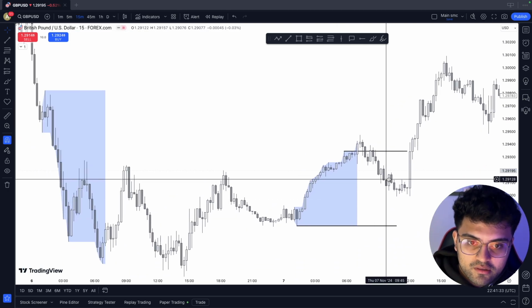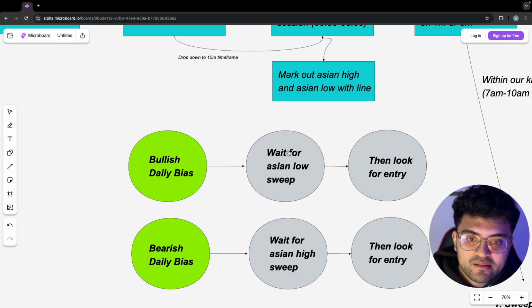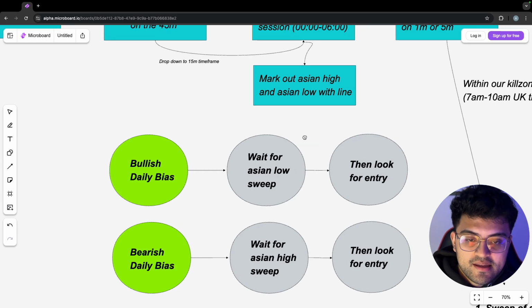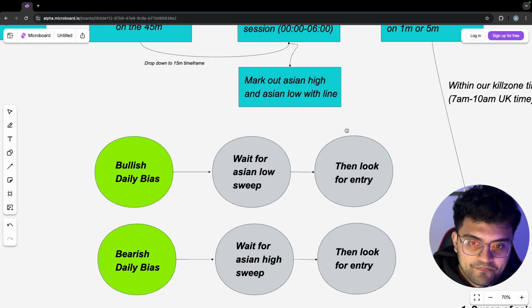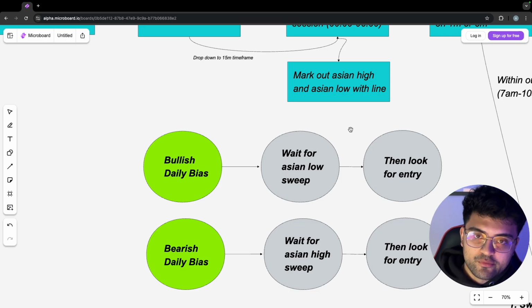Asian high, Asian low is marked out. Our next point: if our daily bias is bullish, we are going to be waiting for the Asian low to be swept, and then we're going to be looking for our entry model. When I say Asian low being swept, all I mean is that in our session timings, the kill zone, which I'll get to, we are looking for the lowest point, the Asian low, to get swept. We want price to go below that Asian low within our timings.